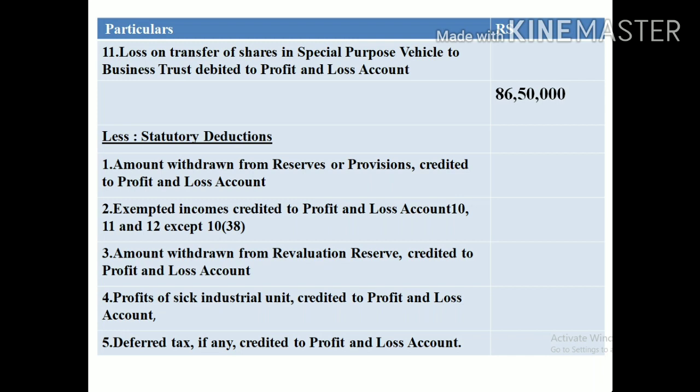Then next, statutory deductions. Take one by one. The first one, as per format, amount withdrawn from the reserves or provision credited to profit and loss account. Any amount withdrawn from the reserves and provisions and credited to profit and loss account should be deducted. If you created the reserves or provision, you should add back. If you withdrew, you should deduct. There is no amount like that.